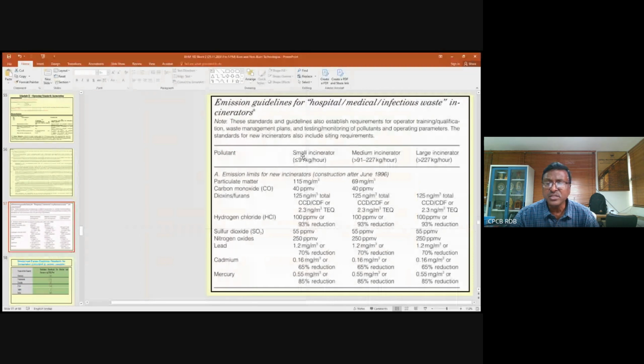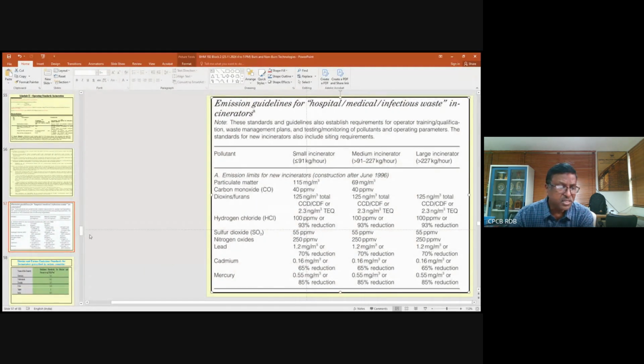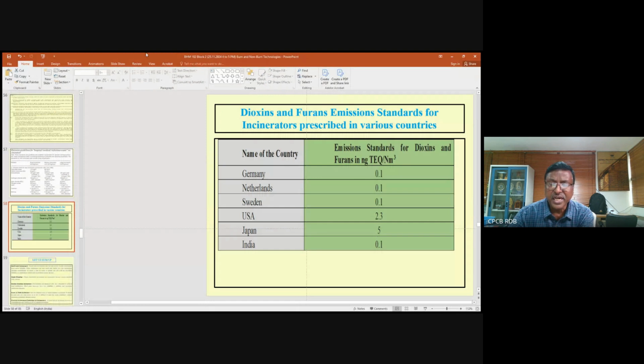These are standards prescribed in other countries as well. Generally, the emission standard for dioxin furans is about 0.1 in Germany, 0.1 in the Netherlands, 0.1 in Sweden, about 2.3 in the USA, so liberal, and Japan is even more liberal, at 5. Whereas the limit prescribed in India for dioxin furans is about 0.1 nanogram. Ours are very stringent norms.